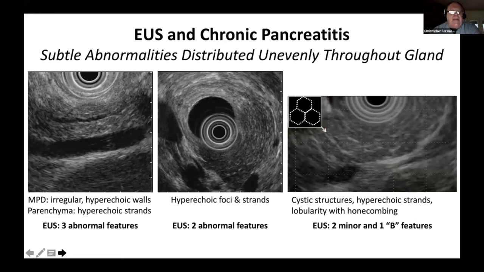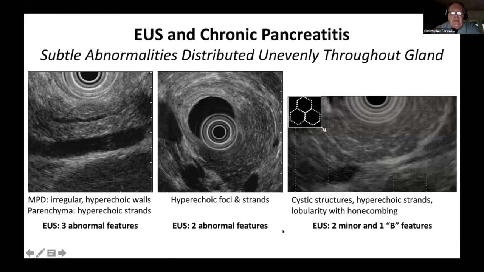A technique that's becoming much more widely used is endoscopic ultrasound, which gives you very detailed images of the pancreas. Here in this patient on the left, an irregular pancreatic duct, which is this stripe right through here, this darker tube, and what are called hyperechoic strands in the substance of the pancreas. Here the pancreas as well with these so-called hyperechoic foci and strands. And here's something called lobularity, which is where you see almost like a honeycomb structure.